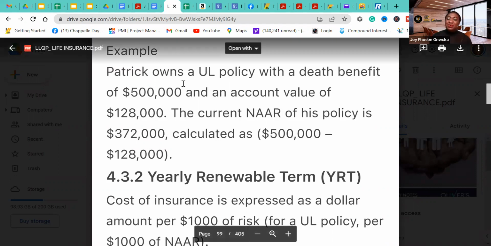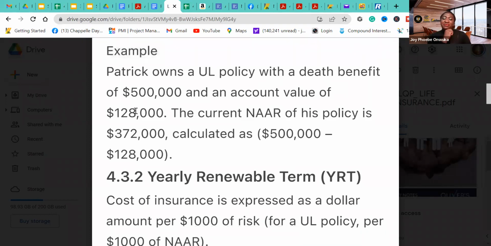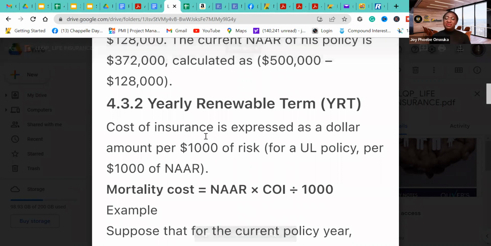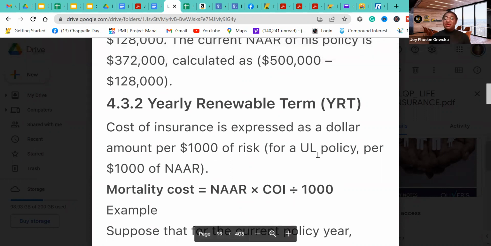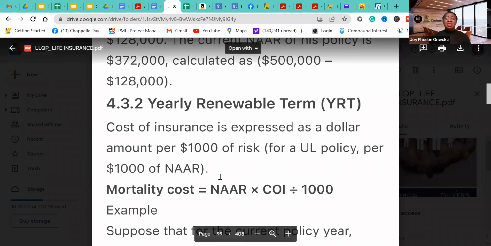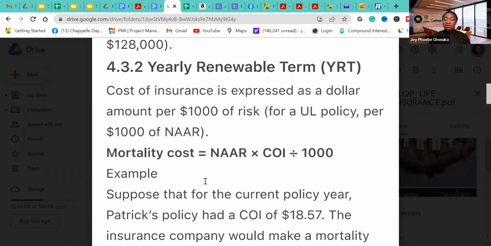For example, Patrick owns a universal life policy with a death benefit of 500,000 and an account value of 128,000. Now, the current net amount at risk of his policy will be 372,000, which is calculated as 500,000 minus 128,000. All right? Now, yearly renewable term. Cost of insurance is expressed as a dollar amount per 1,000 of risk; for a universal life policy, per 1,000 of NAAR. Now, mortality cost is equal to net amount at risk multiplied by cost of insurance divided by 1,000.